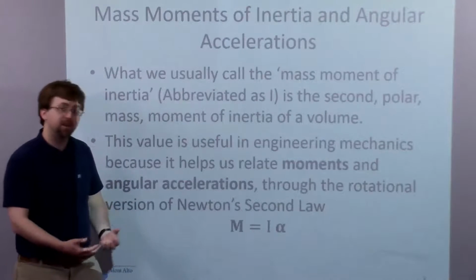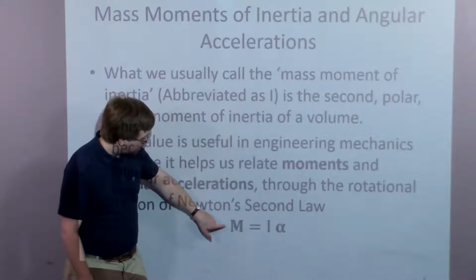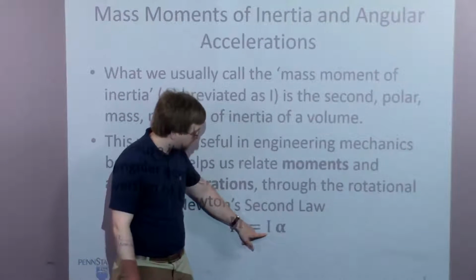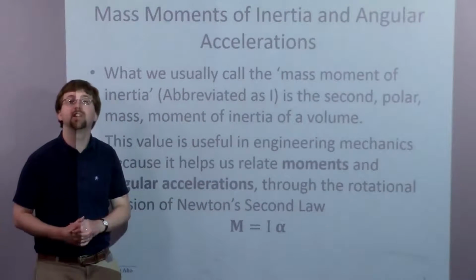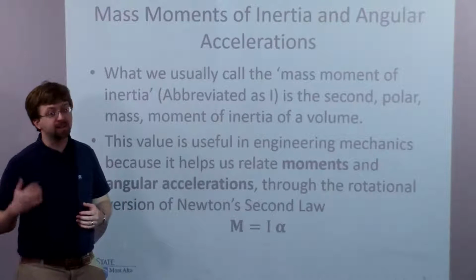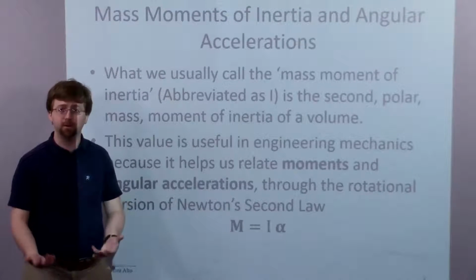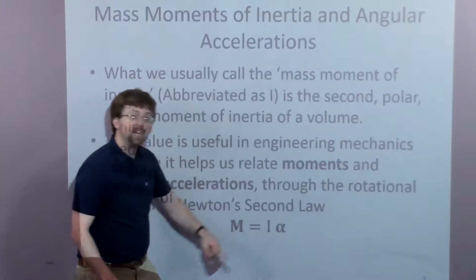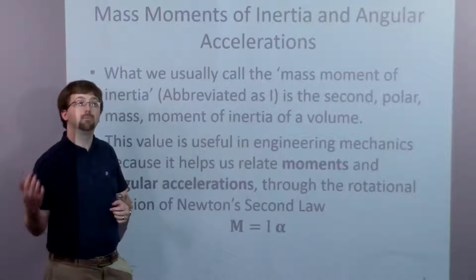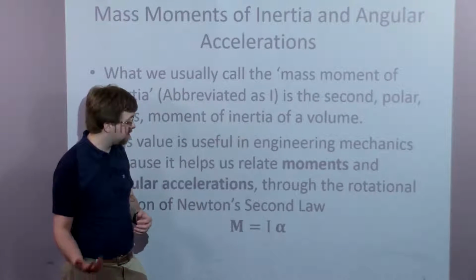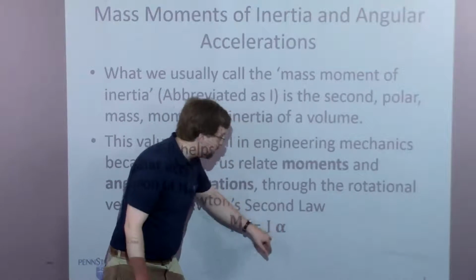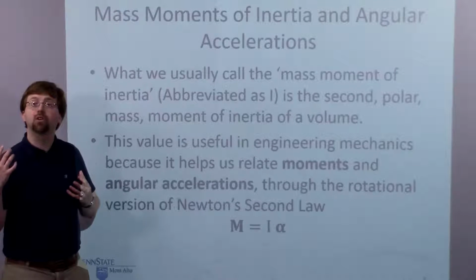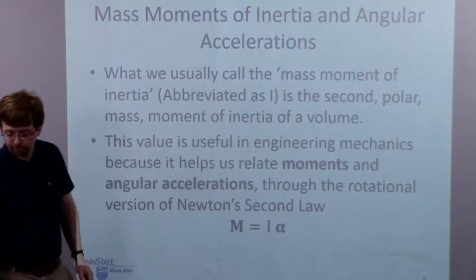The rotational version where we see this relationship is if I've got some moment, that's going to be equal to the mass moment of inertia times the angular acceleration I see in that body. So this is the rotational version of F equals ma. The rotational version of a force is basically a moment. I, or the mass moment of inertia, is basically the rotational version of the mass, the resistance to acceleration, and alpha is the angular acceleration of our body. So this mirrors the more common version of the formula F equals ma.